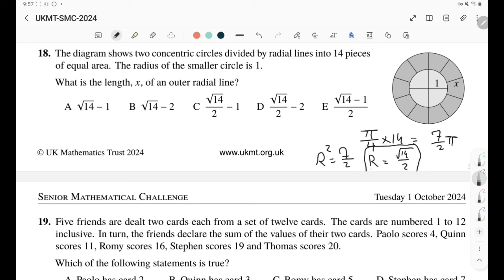But the question is not about big R. The question is about this thing here, or this thing. So of course this thing is really easy. Just the big R minus the small r. So this thing we just need to subtract 1 from it and we get the answer. So the answer is just C. This thing minus 1. And we're done.